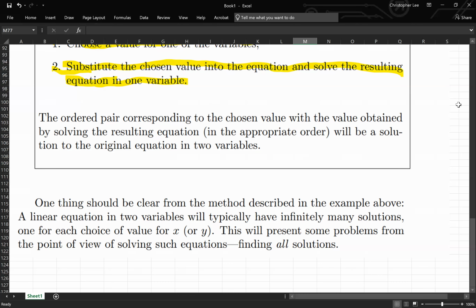Long story short, you're going to have an equation and you want a couple of solutions, answers to that equation. You're going to pick the values. It doesn't matter what you pick, you're still right. Pick whatever you want, and then when you plug in for one variable, you solve for the other variable. That's it. One thing should be clear from the method described in the example above: a linear equation in two variables will typically have infinitely many solutions, one for each choice of the value of x or y. This will present some problems from the point of view of solving such equations, finding all the solutions.